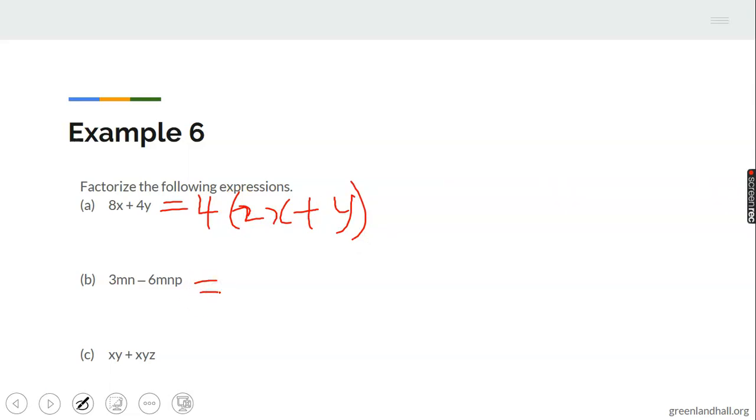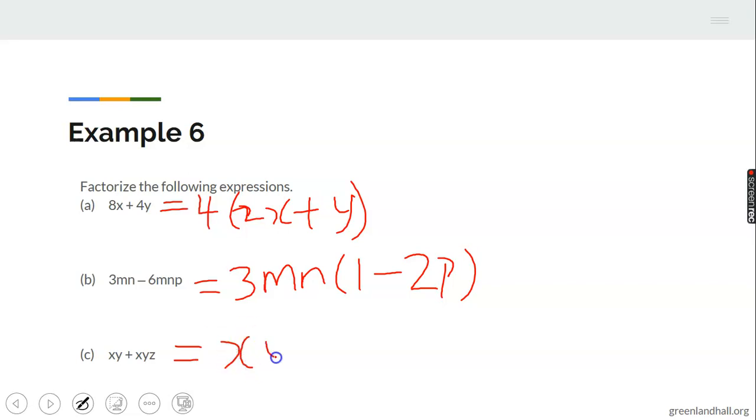Then, what is common here? 3mn. This is 1 minus 2p. That's all. Then this one, what is common here? xy. That will be 1 plus z. That's all.